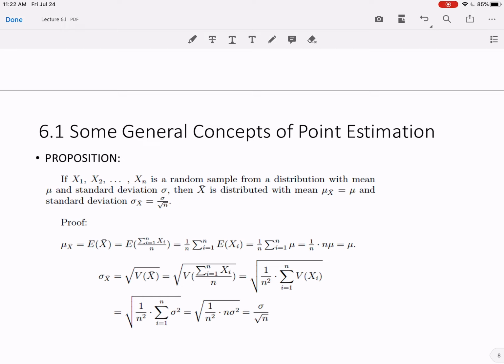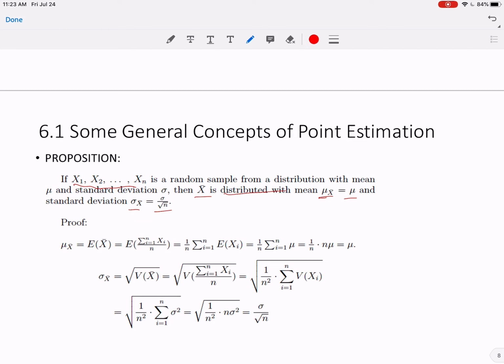Sometimes we know the distribution of x1 through xn, and we want to find the distribution of x bar. Let's take a look at this proposition. If x1, x2 through xn is a random sample from a distribution with mean mu and standard deviation sigma, then x bar is distributed with mean mu sub x bar. This is the average of the x bar, okay? The mu sub x bar is equal to the population mean, and the standard deviation of x bar is going to be equal to the population standard deviation divided by the square root of n.